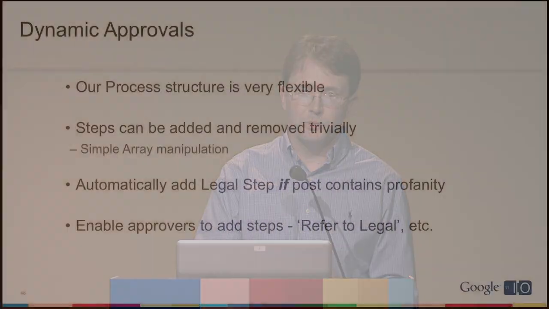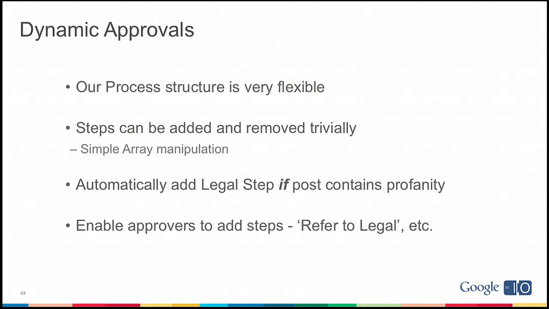So let's talk about dynamic approvals. Our process structure is very flexible. Steps can be added and removed trivially. We're just manipulating a JavaScript array, and I think everybody knows how to do that. So some of the things we could do is we could automatically add a legal step, perhaps, if a post contained profanity or restricted keywords or any kind of odd content that we were able to detect inside our script.